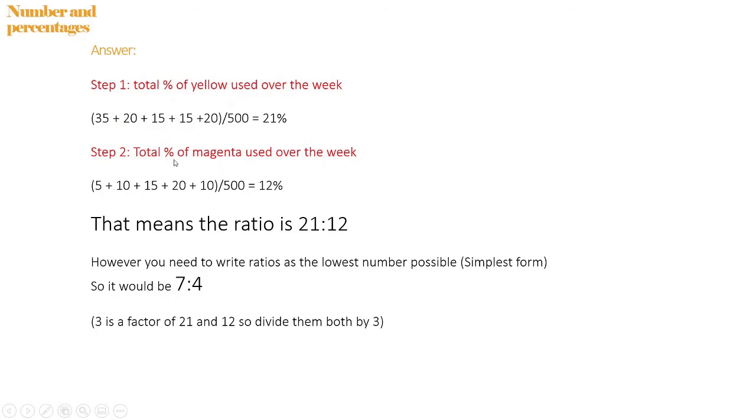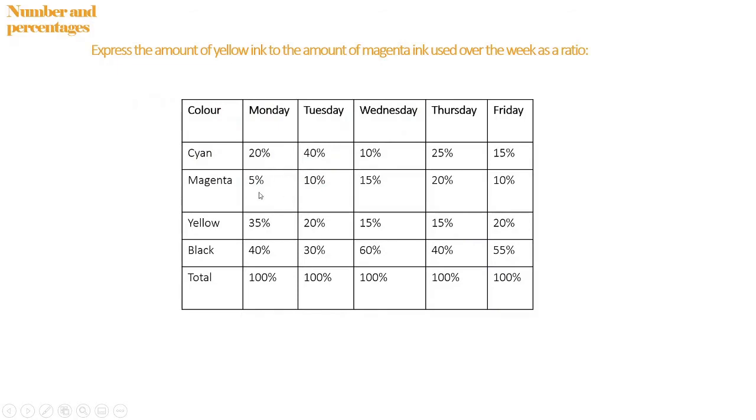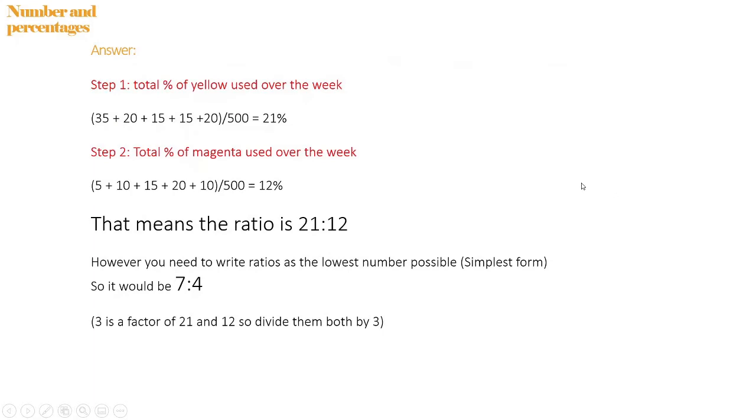Step two, total percent of magenta used over the week. So 5, 10, 15, 20, and 10. So why have we got that? Again, if you look at magenta, 5%, 10%, 15%, 20%, and 10%. Same again, so add that up, divide it by 500, gets you 12. So as a ratio, you could just write 21 to 12.